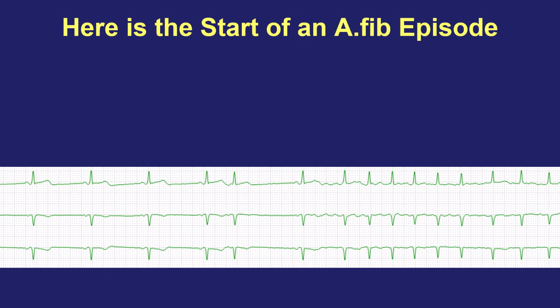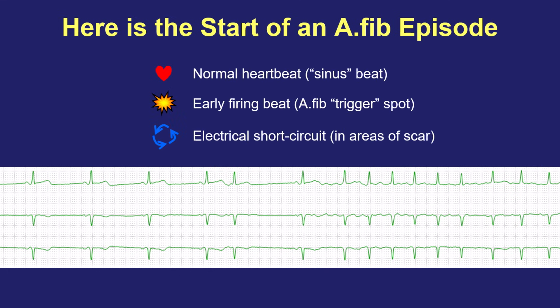Here's the start of an A.Fib episode. I showed before an A.Fib episode popping out back to normal rhythm, and here's the opposite, a person who's going into an episode of A.Fib. And just to understand the mechanism of what's going on in the heart, I want to use little icons to show normal heartbeats, trigger spots firing once or multiple times, and little short circuits, just to show you the sequence of things that tend to happen when somebody goes into an episode of A.Fib.